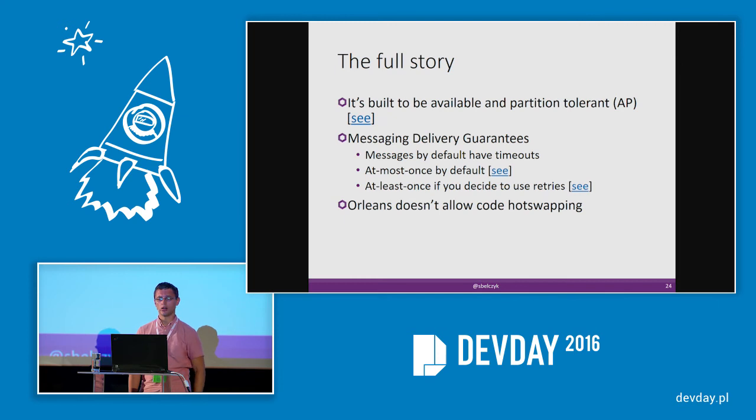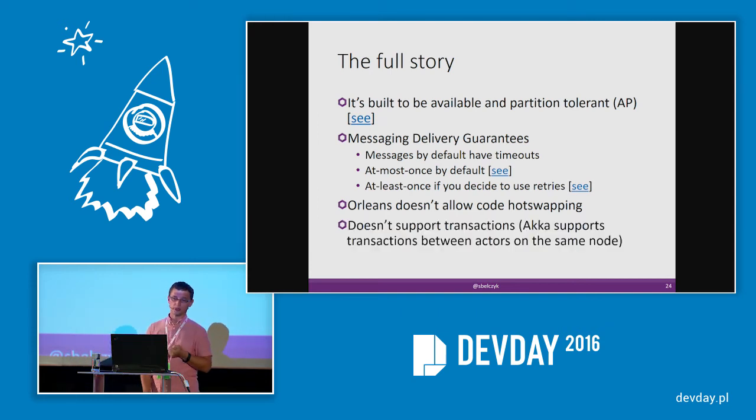Also, Orleans doesn't allow code hot swapping. Oftentimes when people talk about the actor model, they say, well, it's really awesome because you can update a module while the system is running. And it's true for some platforms. For example, in Erlang, you can do that. But when I ask people who actually make money out of Erlang, they say, well, we don't actually use it. So I think maybe the usability of this feature is limited.